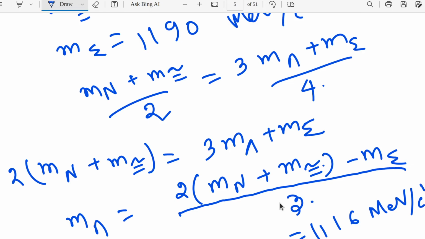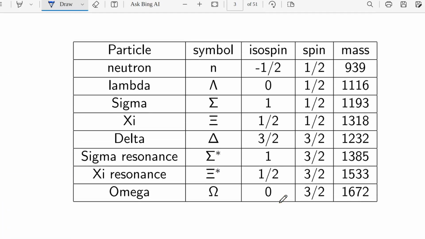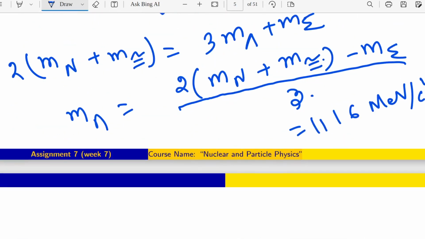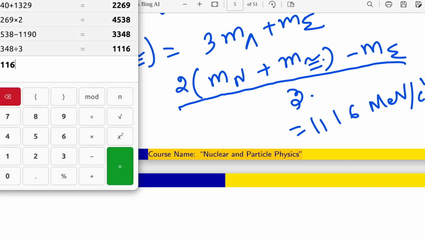Now I have given you, you can see here, yes, this one. Can you see that this is a table, right? In the table I have mentioned some of the particles, whatever it is in baryon decuplet or baryon octet. You can see here I have mentioned particle name, particle symbol, then their isospins, their corresponding spin and their mass. And obviously the mass is in MeV/c² unit. Then whatever we got right now for lambda, let us check with this answer. How much we got? We got 1116 MeV/c². As you can see from that calculator also, it is 1116.